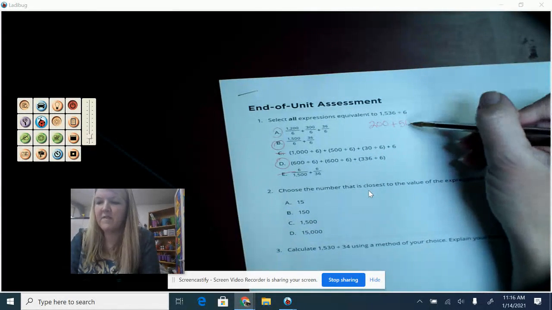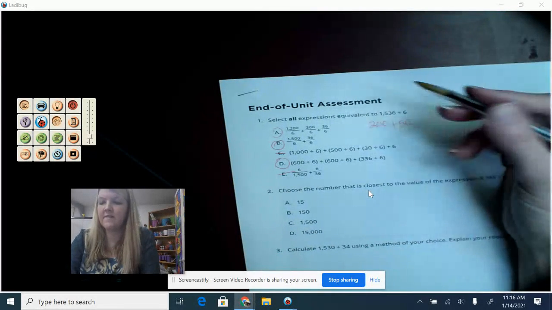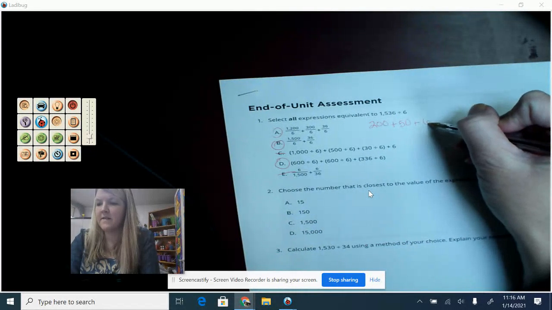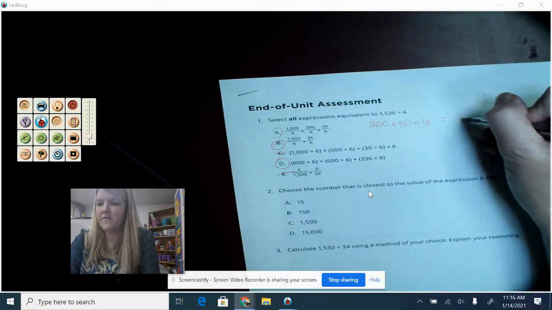So I can check that. 50 times 6 would give me 300. And then 36 divided by 6 is just going to be 6. So then I add these together and I get my answer of 256.